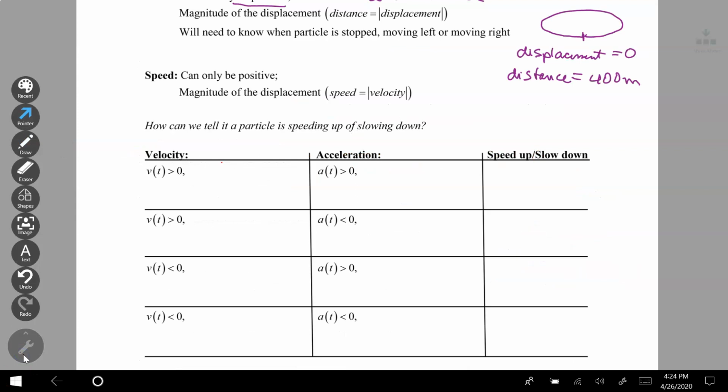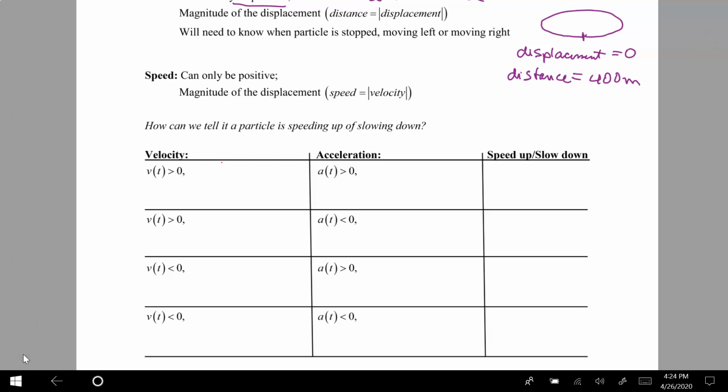Going with this idea of distance is this idea of speed. Speed again can only be positive. Your velocity can be positive or negative depending on if you're going left or right, up or down. Velocity is a vector that has direction. Speed does not. It is only magnitude. So it is the absolute value of velocity.